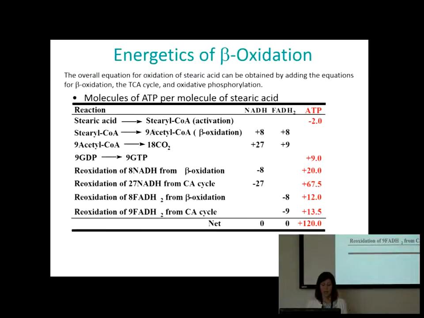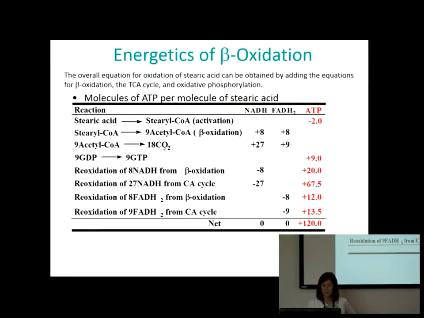So in my book, that's an investment of 2. Now, we make 8 cycles. We go through beta oxidation 8 times. Because it's 18 carbons, we get 9 acetyl-CoAs. So we're going to go through that 8 times, and each cycle we get 1 NADH and 1 FADH2. Then we have 9 acetyl-CoAs. Let's put that through the citric acid cycle.